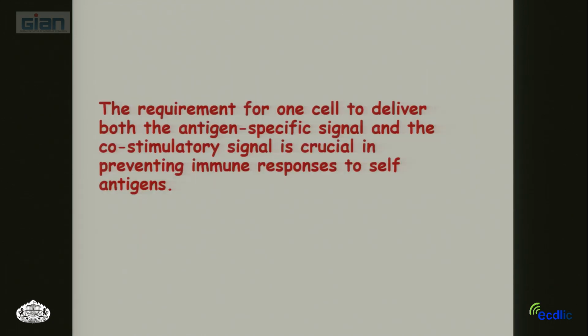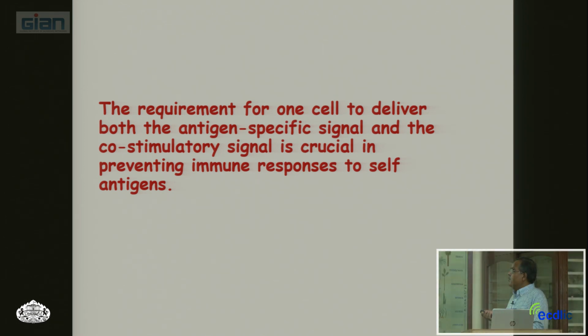So the requirement for one cell to deliver both antigen specific signal and the co-stimulatory signal is crucial for preventing immune response to self antigen. Okay, this is another important message. You have to remember that both of these signals, signal 1 and signal 2, have to come from the same cells, the T cell and the antigen presenting cell. One T cell and one antigen presenting cell both have to give these signals together.